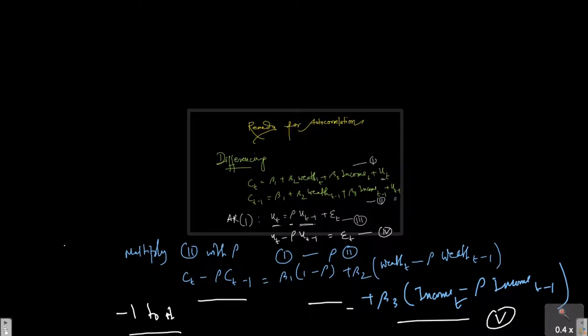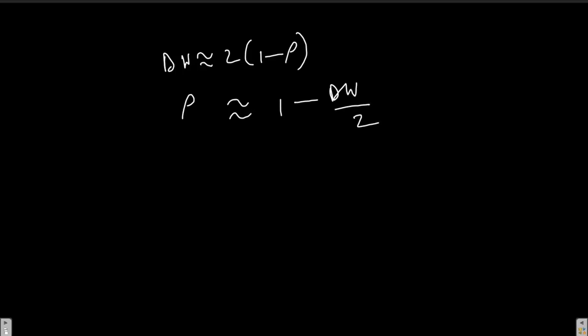There are other possibilities also. If it is an AR(1) process, you know that the Durbin-Watson statistic is almost equal to 2 times (1 minus rho). Now if you get the value of the Durbin-Watson statistic, you can get the value of rho. So rho is going to be 1 minus the Durbin-Watson statistic divided by 2. That's the value of rho you're going to get, and you can use it to get your equation 5.